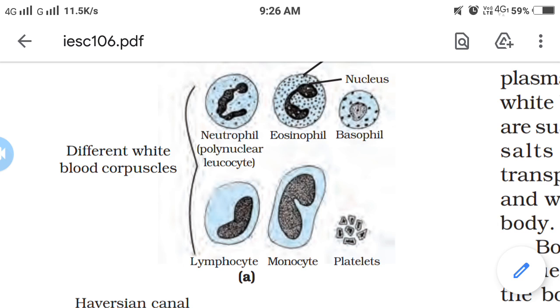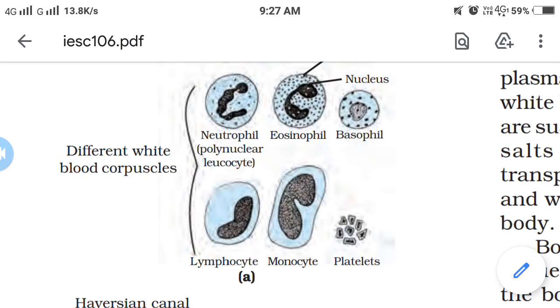Blood has a fluid, that is a liquid matrix called the plasma, in which RBCs and WBCs, that is red blood cells and white blood cells, and platelets are suspended. The plasma contains proteins, salts, as well as hormones. Blood flows and transports gases, digested food, hormones, and waste material to different parts of the body.